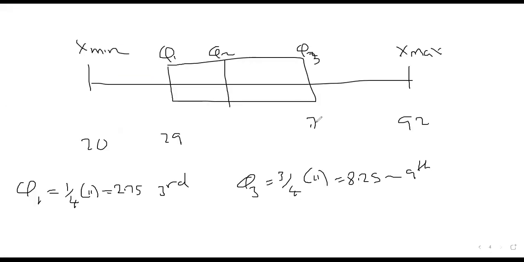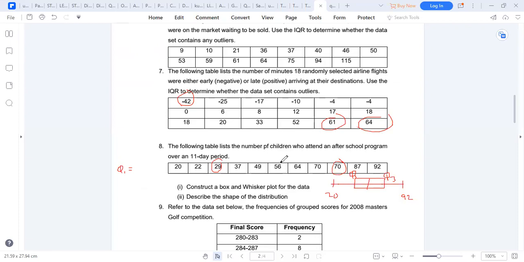And what is our second quarter? Half of 11, which is what? 5.5, to the nearest, the sixth position. What is the sixth position here? 1, 2, 3, 4, 5, 6. Which is what? 56, right? Okay.